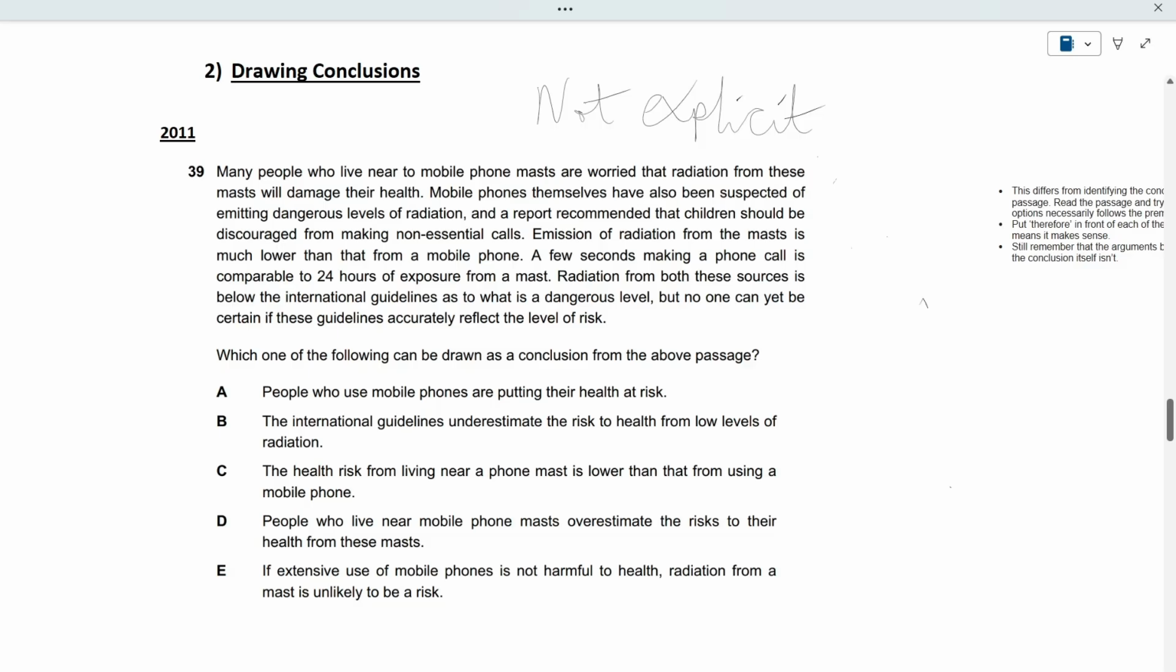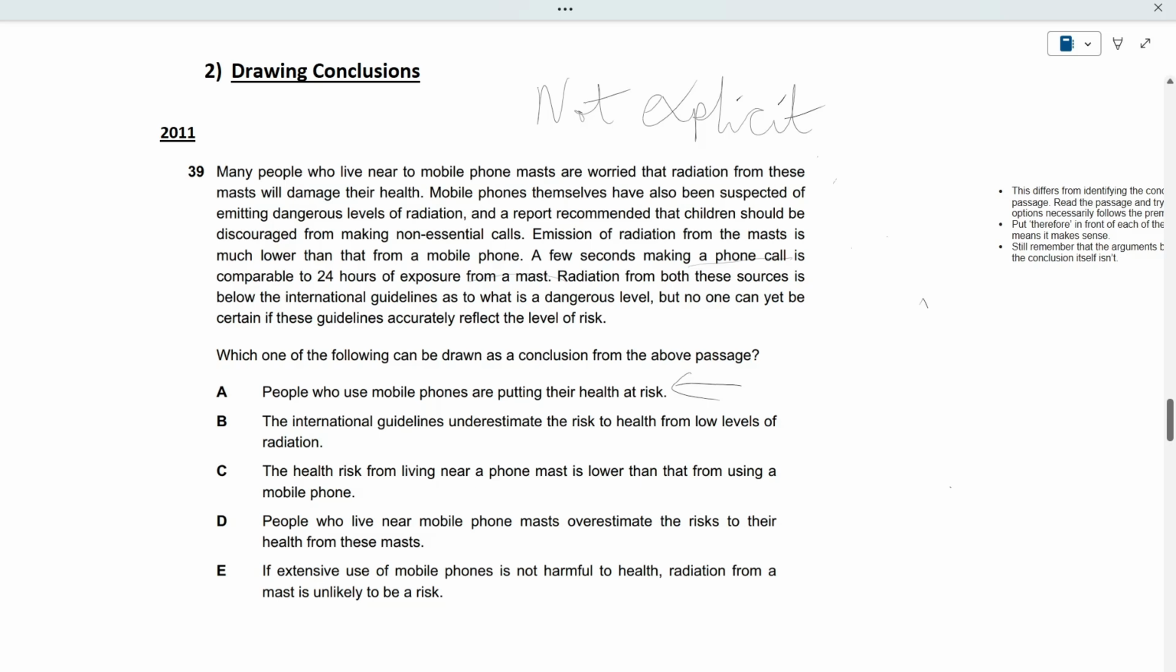A seems to follow because it does talk about how bad making a phone call is compared to a mast, this, that, the other. So I'm not going to rule it out yet. I'm going to keep it, but definitely still try all the options, especially for this type of question. This is definitely one of the hardest skills, I think.